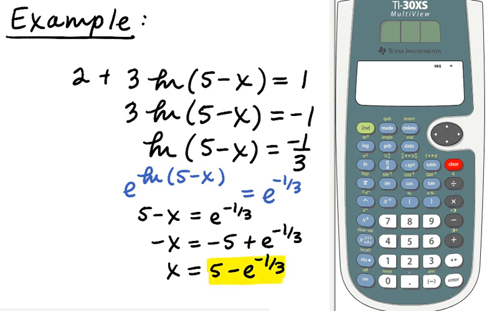Should you need an approximate solution, you can go over here to your calculator and say 5 minus e to the -1/3, and get 4.2835, which is our approximate solution.